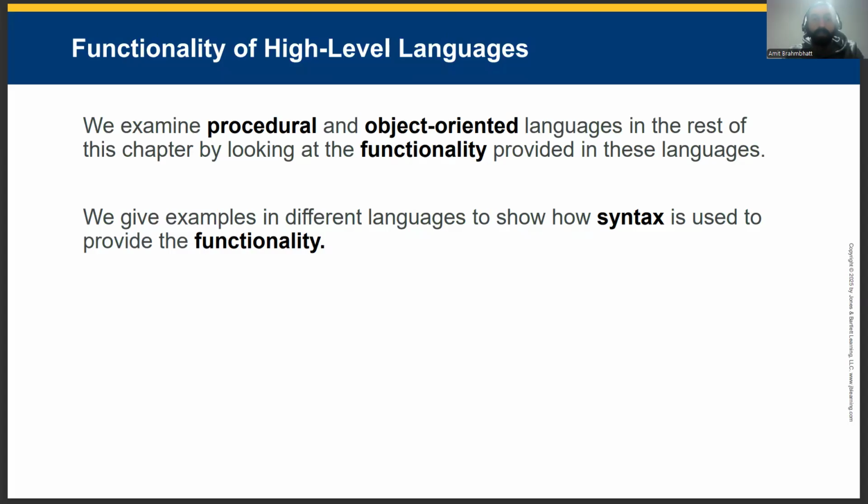Okay, so functionality of high-level languages. Now, the chapter explores how high-level languages implement functionality, focusing on procedural and object-oriented structures. We examine syntax across multiple languages to see how features like loops, classes, and data types are expressed.